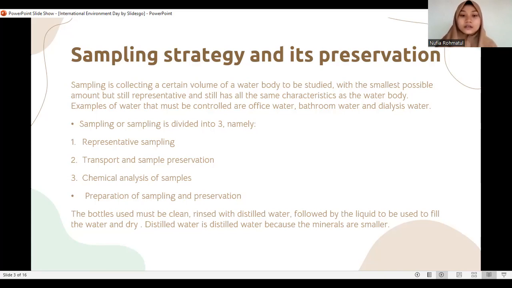Preparation of sampling and preservation. The bottle used must be clean, rinsed with distilled water, followed by the liquid to be used to fill the bottle, and dry. Distilled water is used because its mineral content is smaller.